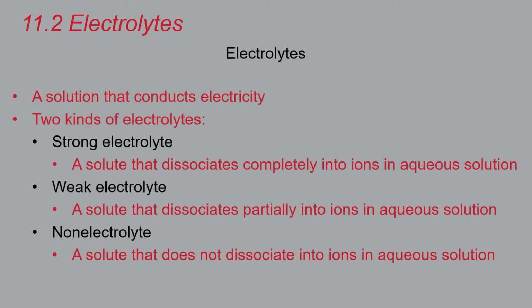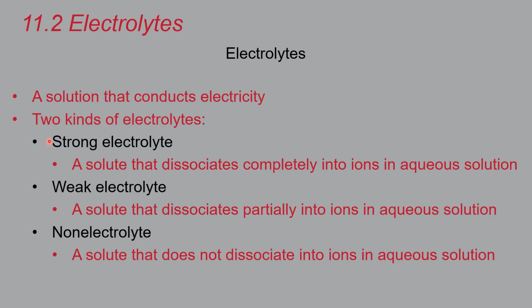An electrolyte, to review, is a solution that conducts electricity. And there are basically two kinds. Strong: this is a solute that, either by dissociation or by reaction, the reaction is complete and the ions are formed in a stoichiometric amount.